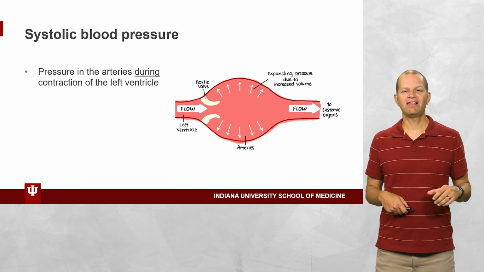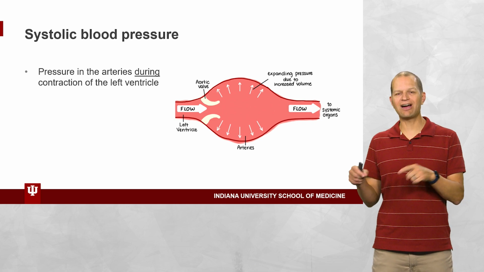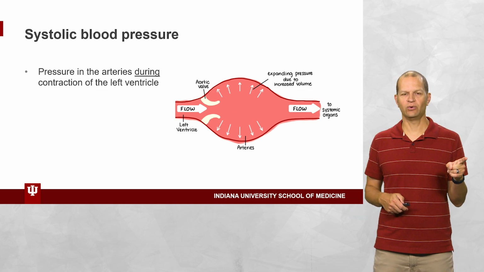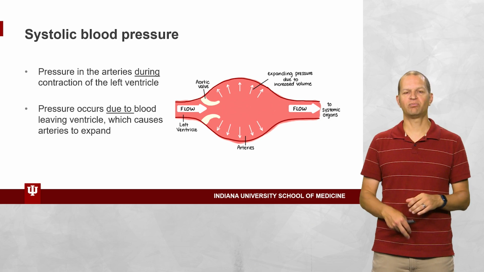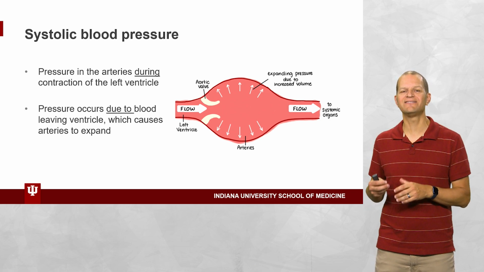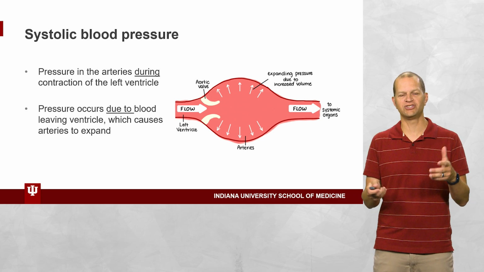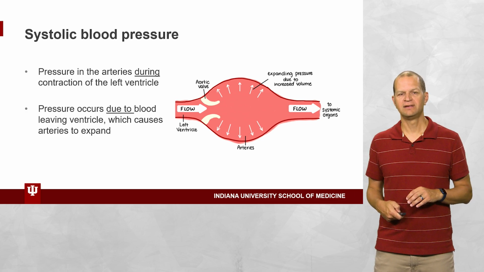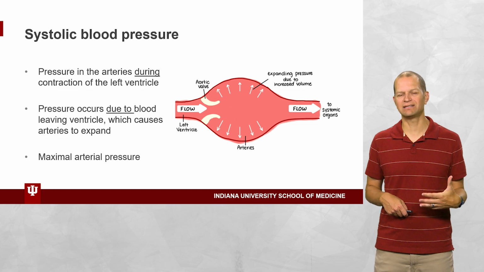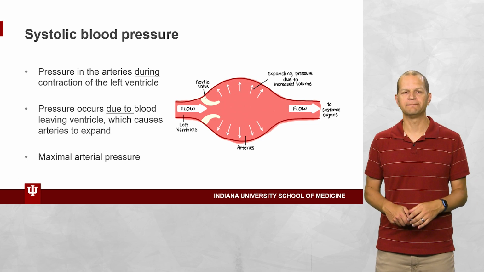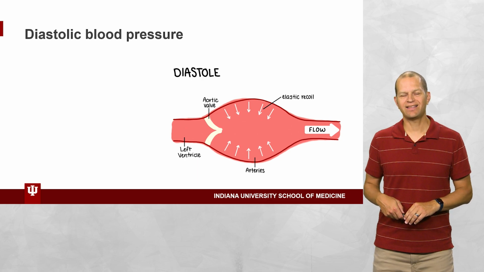Systolic blood pressure is pressure in the arteries during contraction of the left ventricle. That's the when. The why is the pressure occurs due to blood leaving the ventricle. This causes the arteries to expand or balloon out, which you can see from this figure here. Systolic blood pressure is the maximal arterial pressure that we experience. This is the 120.